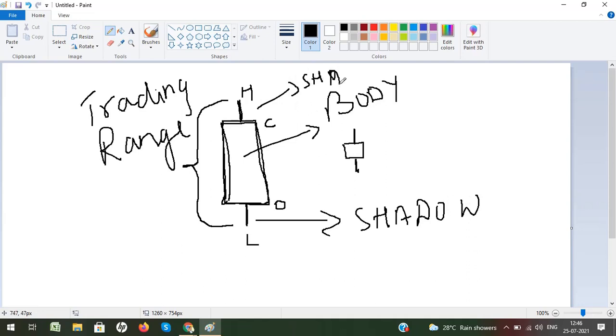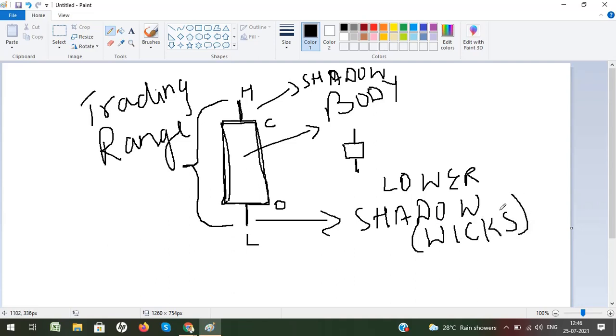Now the line that you see on top of the body is called the upper shadow. The line you see here on the bottom side is called the lower shadow. So you have an upper shadow and a lower shadow. Sometimes these shadows are also referred to as wicks. So you've got an upper wick and a lower wick. This whole candlestick is constructed taking into account the whole trading action that happens for that particular time frame.